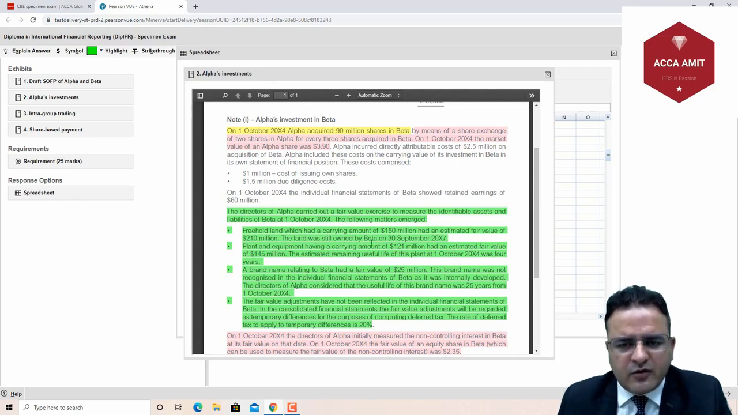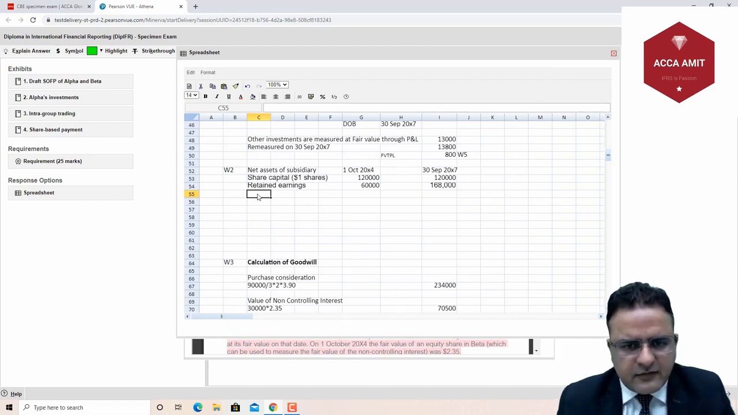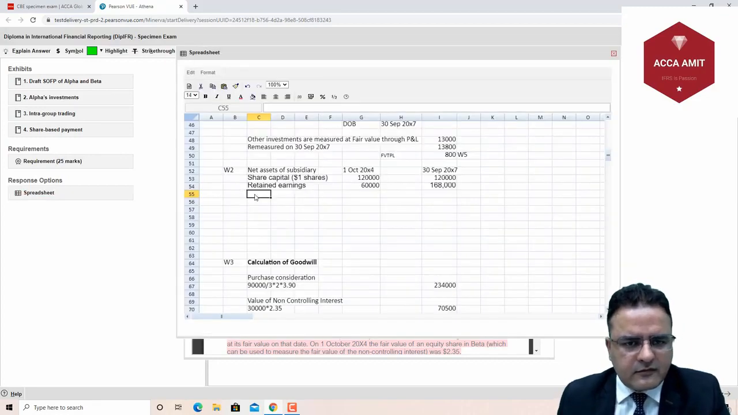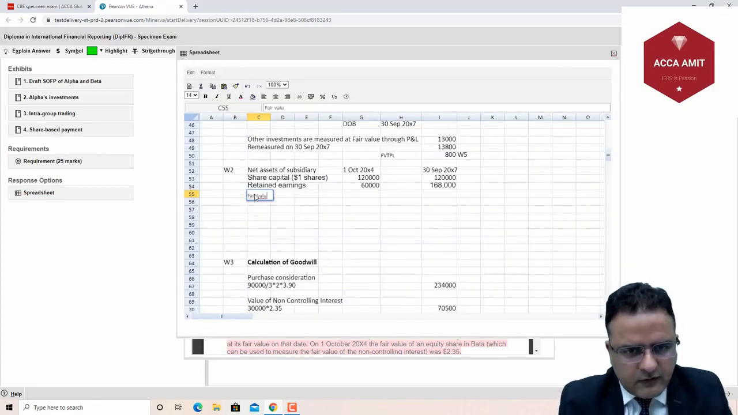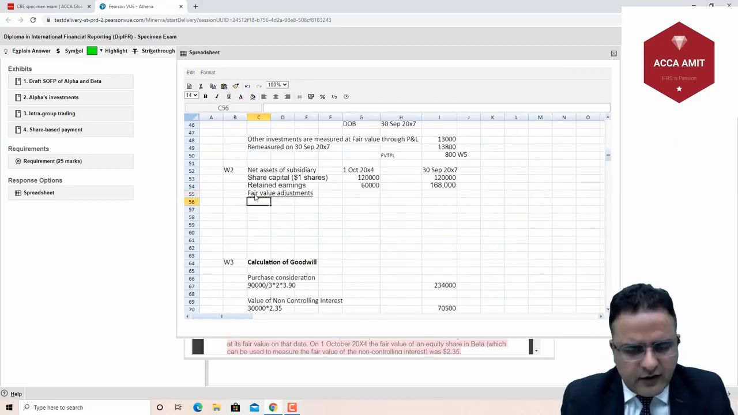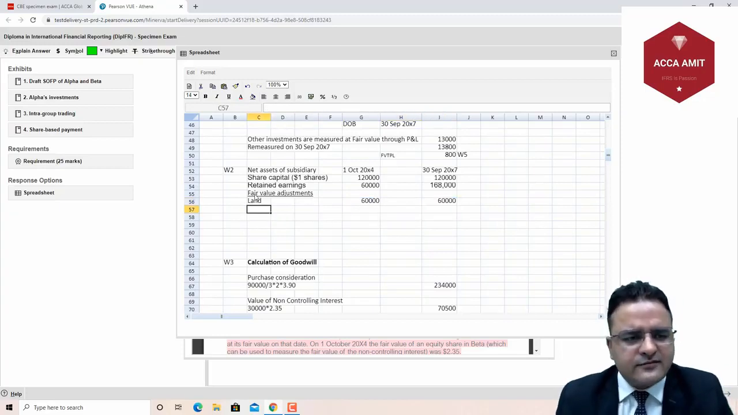Freehold land which had a carrying amount of 150 million had an estimated fair value of 210 million, and that land was still owned by beta on 30 September 2007. So 150 million increased to 210 million, an increase of 60,000. So we'll be dealing with fair value adjustments. In it we'll be dealing with land which has a value of 60,000 on the date of acquisition and 60,000 on the date of balance sheet because they're still owning this land.